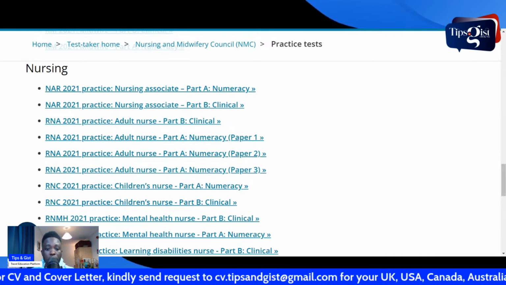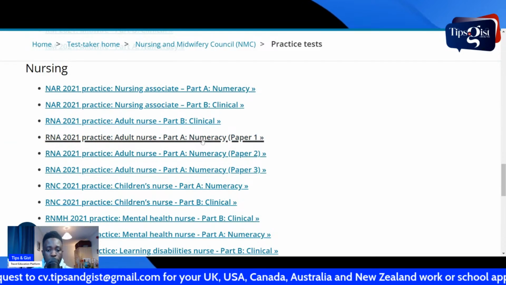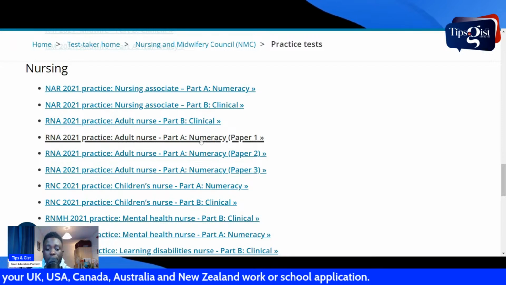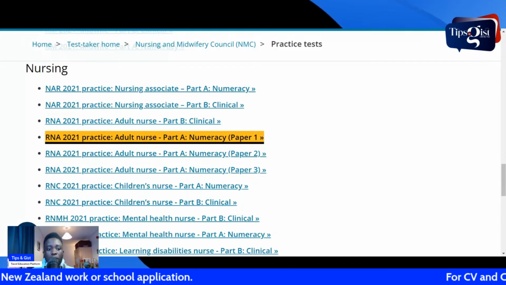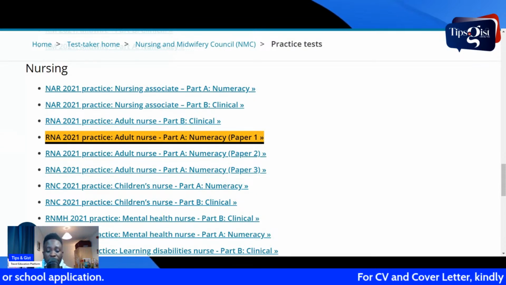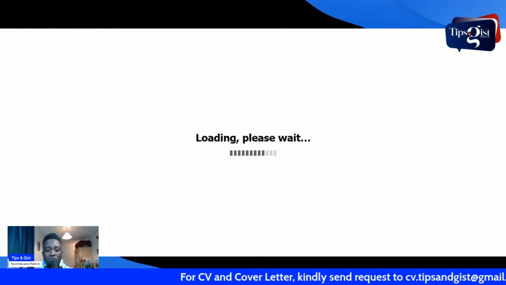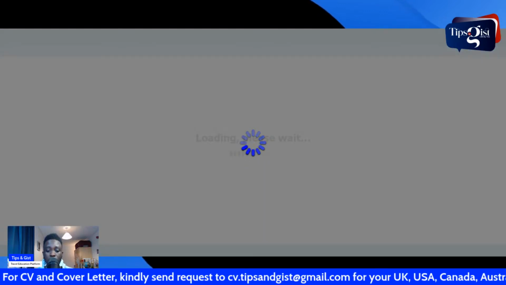All right, so let us click on the numeracy aspect and look at how it is, how you are going to do that. So our RNA 2021 practice, numeracy paper 1, part A. All right, so you click on it, it is going to load. You have to leave it for it to load. If you have a good network, it should come early. If you don't have a good network, it will delay. So it is loading.